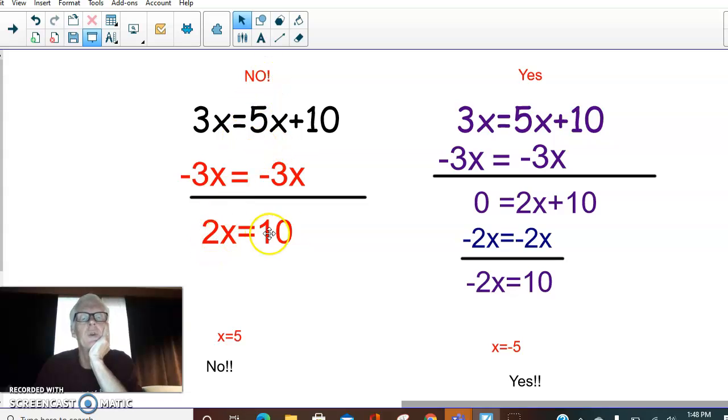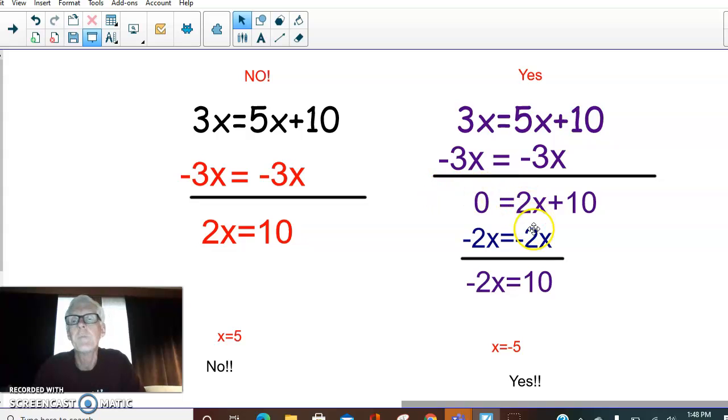They have 2x equals 10. This does not work because they have moved the equal sign. It should have been over here is what that would look like. You can subtract 3x from both sides, but when you do that, 3x minus 3x is 0. You have to have the 0 there. And this becomes 2x plus 10. And now you need to move this 2x back to this side. That's the issue there.